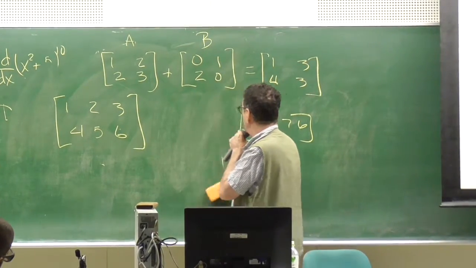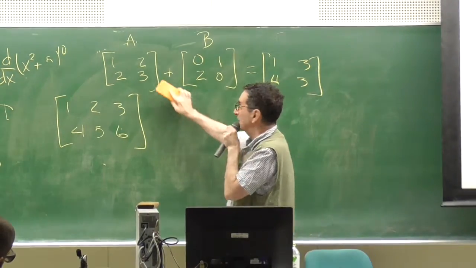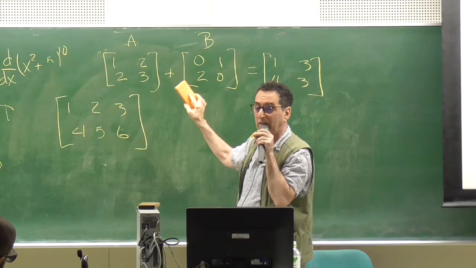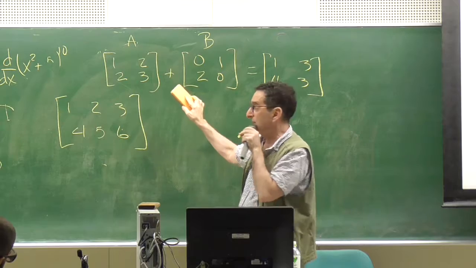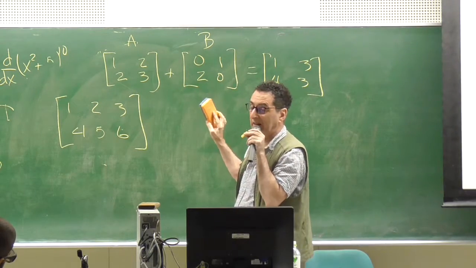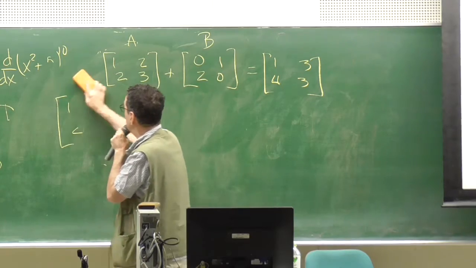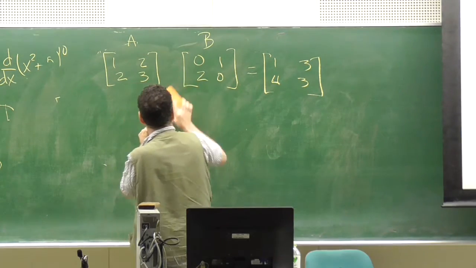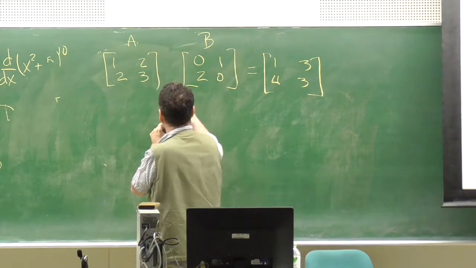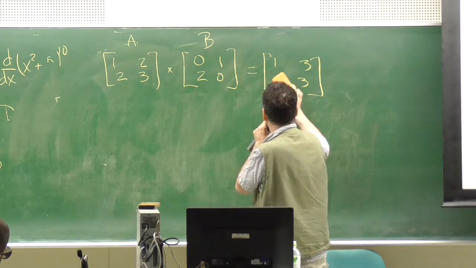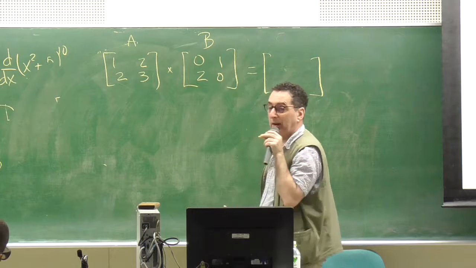Okay, so it's clear what we mean by adding and subtracting. Those definitions are simple. We add element by element. However, multiplication: let's say I want to multiply these two. A natural thought would be to do the same thing, element by element.